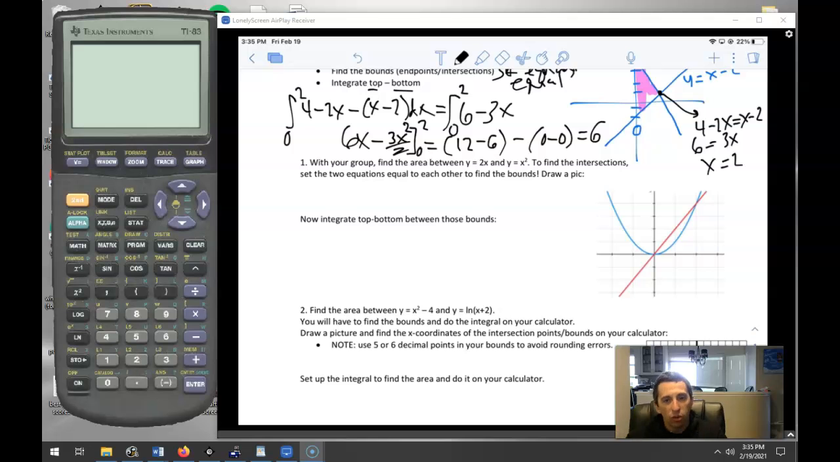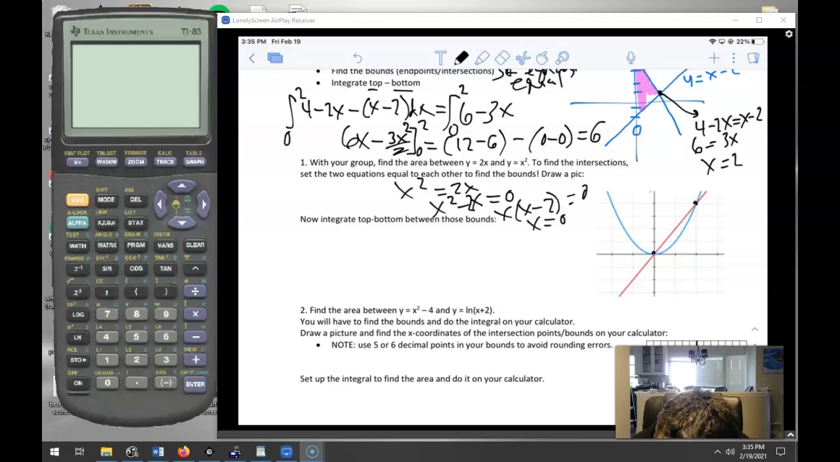Okay, so now we're trying to find the two intersections here between 2x and x squared. There are two intersections where they both meet, so that's where x squared equals 2x. So that's where x squared minus 2x is equal to 0, so we can factor that out to be x times (x minus 2), so that means x equals 0 and 2. So that means that our bounds are going to be 0 and 2.